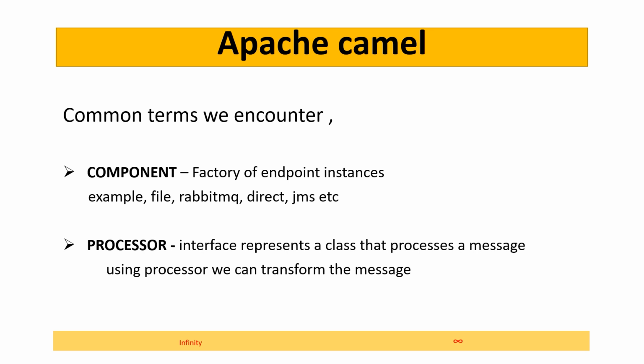The data which goes through the routes can be transformed or modified at different points in time. So a processor can be used for that purpose.